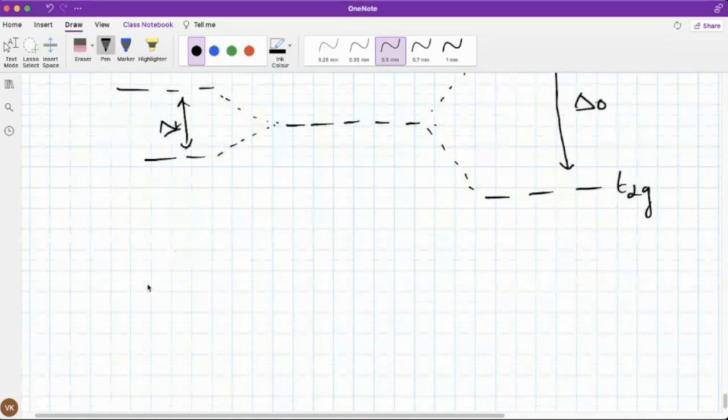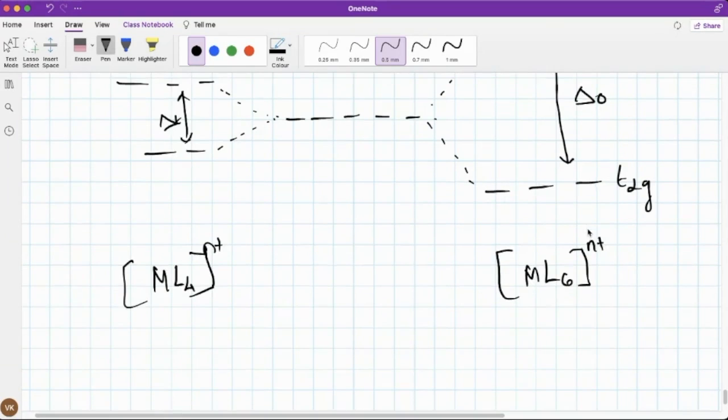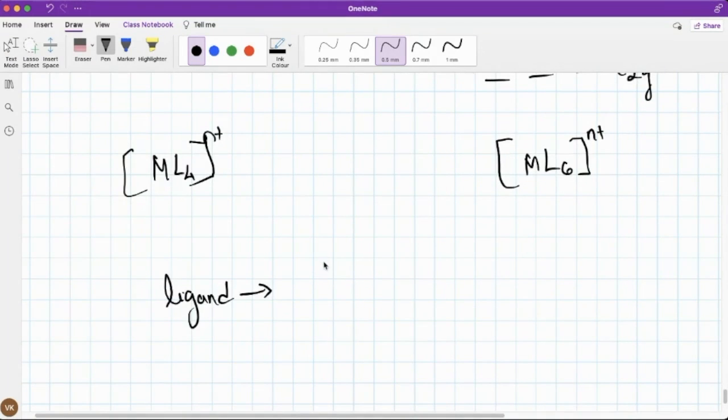So here it is ML4, that is, four ligands approaching a metal ion which has oxidation state n plus, whereas here it is six ligands. So there is a difference in the number of ligands. Based on the number of ligands, you have 4 by 6, that is equal to 2 by 3 of octahedral. So when you compare to octahedral, it is 2 by 3 lower.